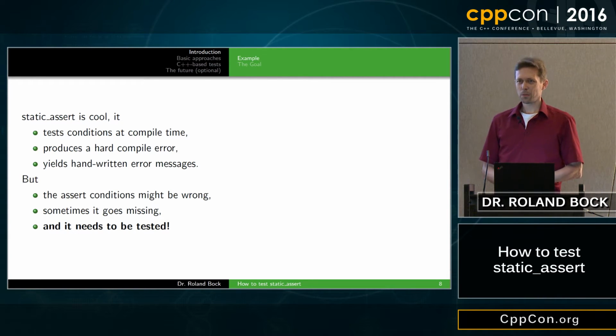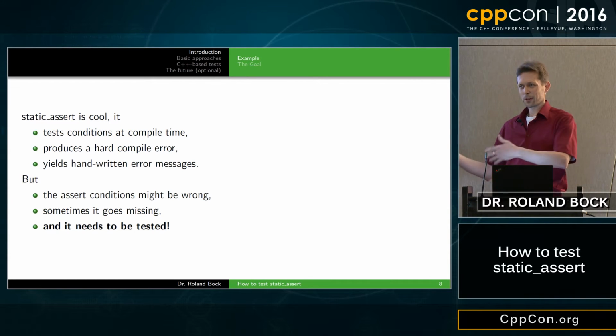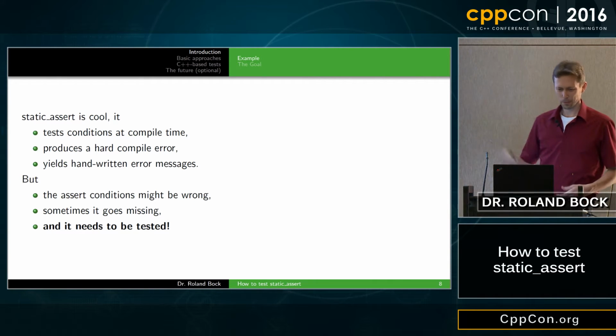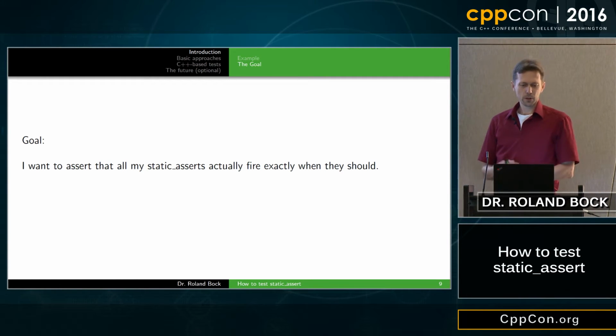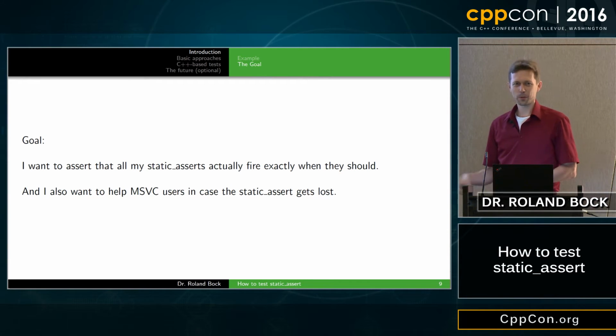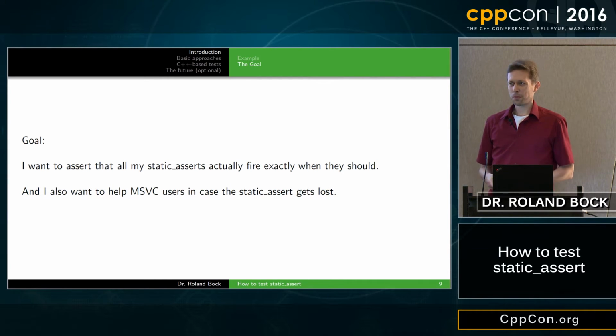So in a sense, you can say we're testing our tests, and from a library author perspective, this is even more so, since my static asserts make sure that your code is correct. So I'm providing tests for your code, and I'm even trying to test the tests for your code. So that is several meta levels, but it's fine. Okay, so the goal for this talk, I want to assert that all my static asserts actually fire exactly when they should, right? And well, as a side goal, this would also be fine if I could test that MSVC users actually also get some useful information.